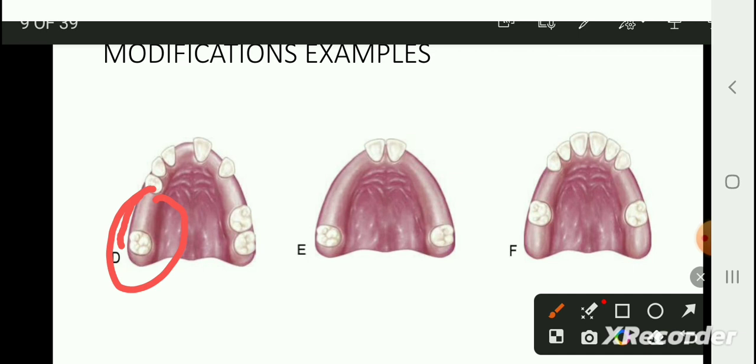Now what is modification? Modification is edentulous area other than those that determine the classification. How many modifications are there? 1, this is 2, this is 3. So what is it? This is class 3 and modification 3.